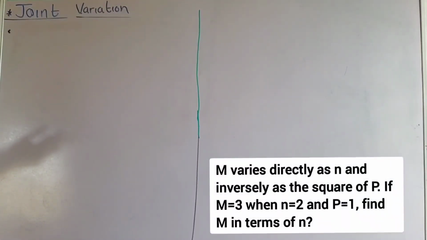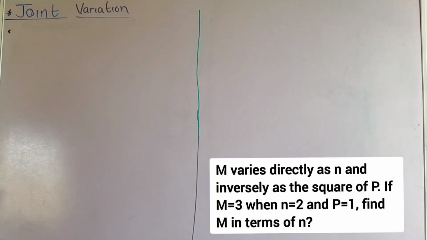Let's consider this question on joint variation. M varies directly as n and inversely as the square of p. If m equals 3, n equals 2, and p equals 1, find m in terms of n and p. We are asked to find m in terms of n and p. Okay, from the first statement, we are given that m varies directly as n and inversely as the square of p.